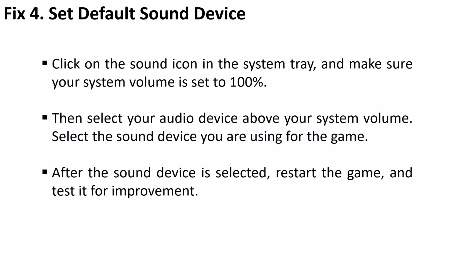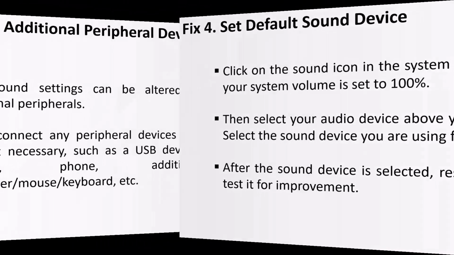Fourth solution is to set the default sound device. Click on the sound icon in the system tray and make sure your system volume is set to 100%. Then select your audio device above your system volume. Then select the sound device you are using for the game. After the sound device is selected, restart the game and then test it for improvement.